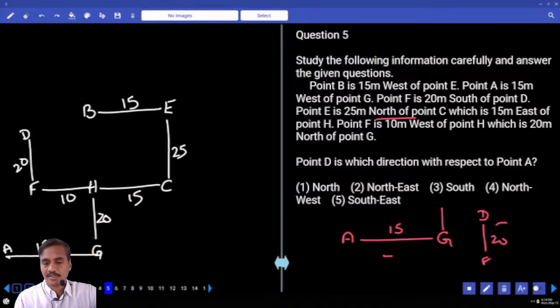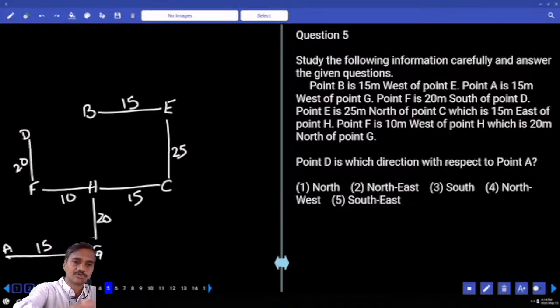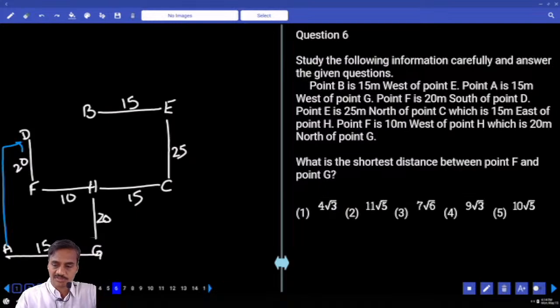Then D is in which direction with respect to A? From A in order to reach D, north and east, so northeast. Northeast is the choice for question number 5.